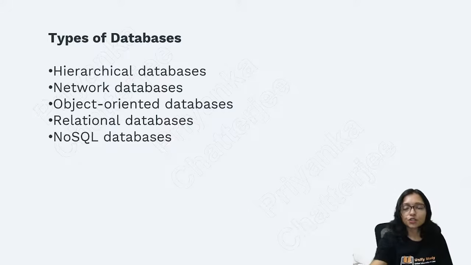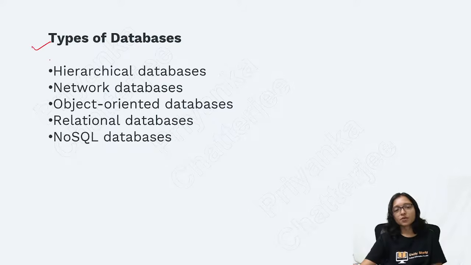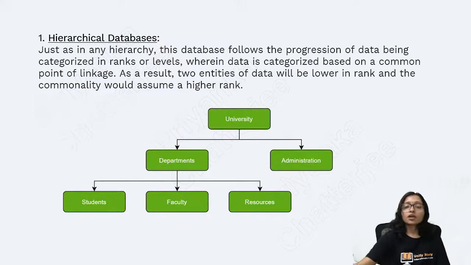Clear? Chalo. Now the next one is the types of database. What are the types of database? Hierarchical database, network database, object oriented database, relational database, NoSQL database. These are the different types of database available on the market. From here also a question came, that is hierarchical database.